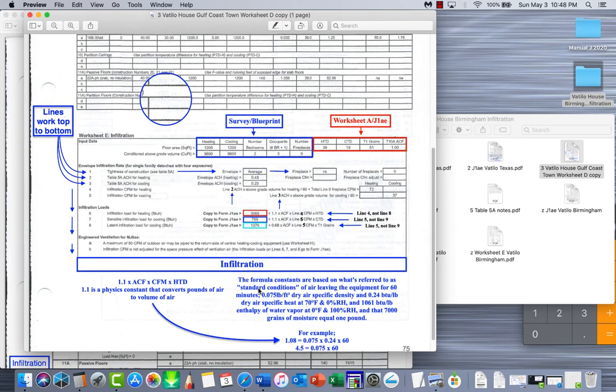Now, infiltration is going to give you three answers that you're going to put on your J1AE. The main ones is this one here, which would be your heating BTUs, this one here, which would be cooling BTUs, and this one right here, which is going to be your latent load. Like I said, the first two up here are sensible, so raising, lowering temperature, that kind of thing. The latent load is going to deal with moisture.